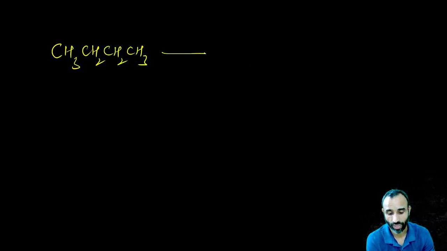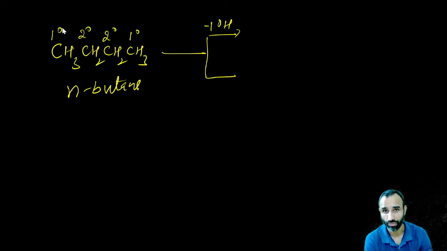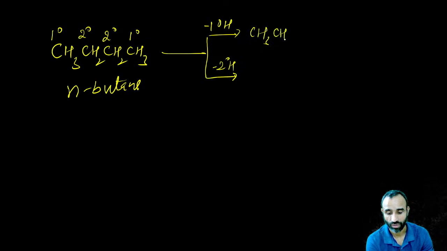See, this is butane. So in butane, there are two types of hydrogens, primary and secondary. This is normal butane. So if we remove primary hydrogen, we get normal butyl.